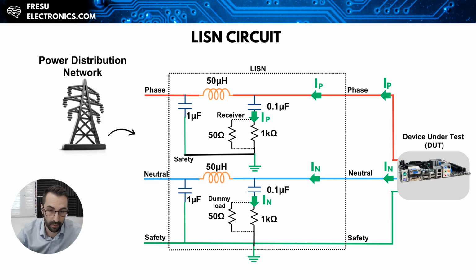Then the green arrows that you see are the currents IP, which is going from the DUT to the phase wire, and the current IN, which is going from the DUT through the neutral wire.